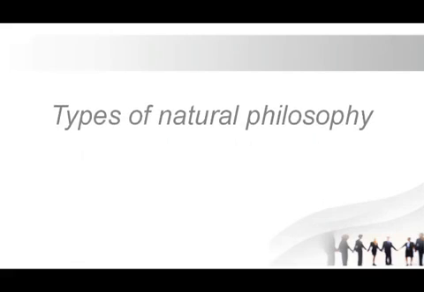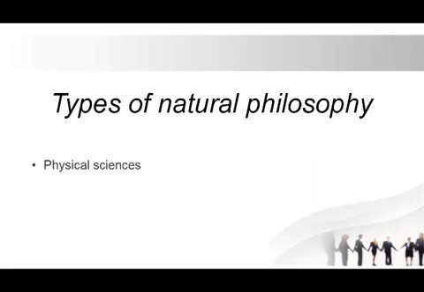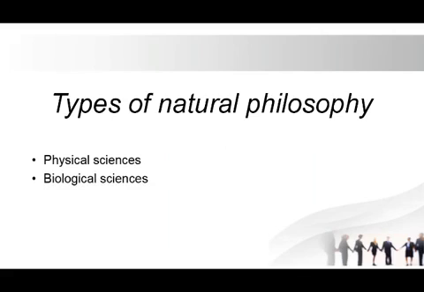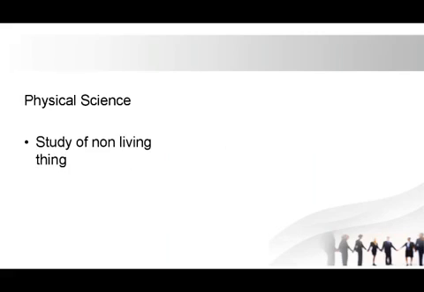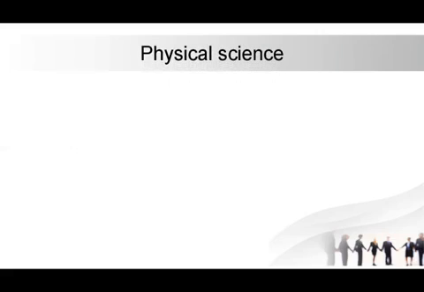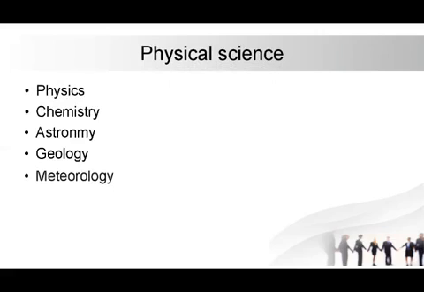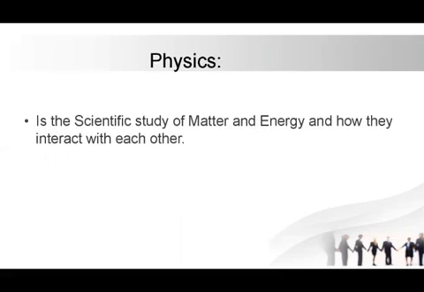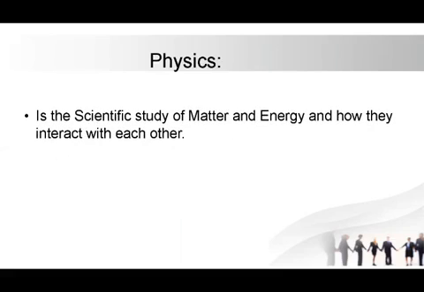But now, as the experimentation increased, the knowledge increased, natural philosophy is divided into two branches: physical science and biological science. In physical science, we study non living things. And in biological sciences or life sciences, we study living things. Physical science is further divided into five branches: physics, chemistry, astronomy, geology, meteorology. Physics, study of matter and energy and the interaction between these two.